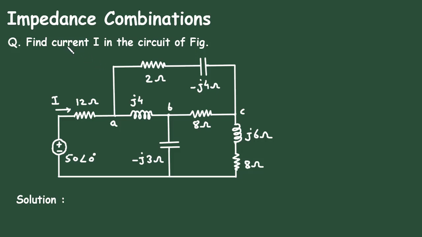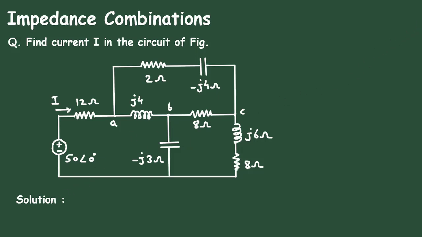In this video, we will see impedance combinations. Example question: find current I in the circuit of the figure. For this circuit, we have to find this current I. As we can see, the values are given in frequency domain format, so it is very easy to find. We can directly find the value of this current I just by dividing voltage by impedance. So first we need to find the value of equivalent impedance or ZEQ or total impedance.